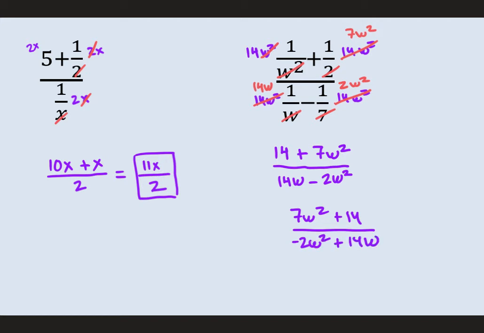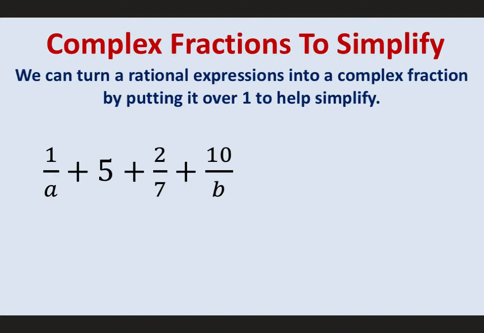We could try and simplify a little bit, like on top we could pull out a 7, on bottom we could pull out a 2, but that doesn't really help us at all. So there's really no point in doing that. If you did it, it wouldn't be wrong, but this is your best final answer. Okay, now there's actually one other way we can use this complex fraction situation.